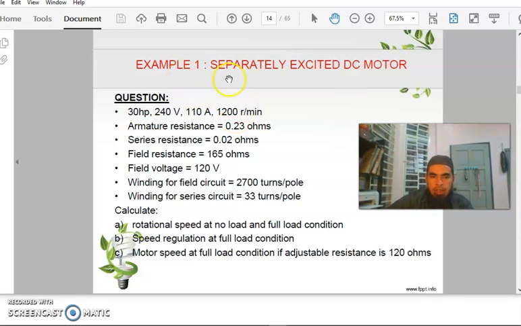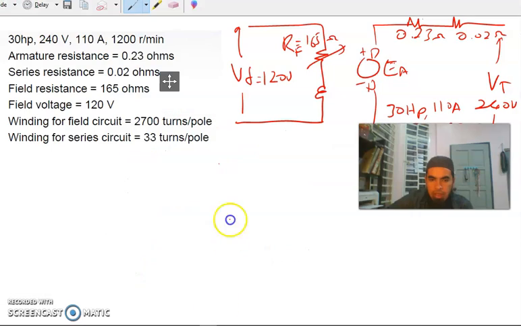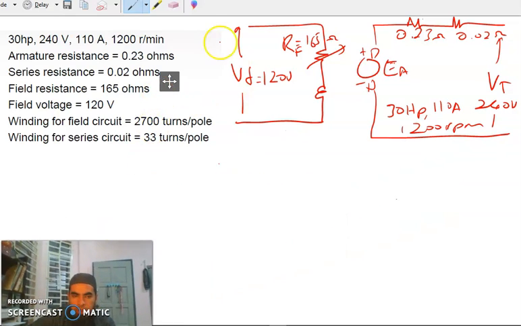Okay, when we have a question, we put all the information available here into the circuit. So we draw the circuit, the related circuit. All information here we put into the circuit.